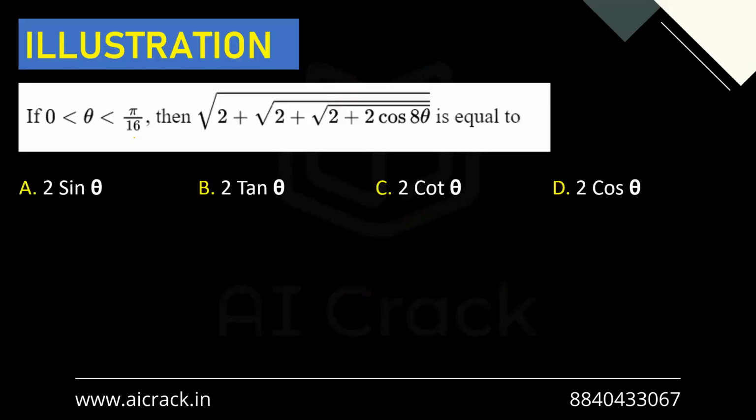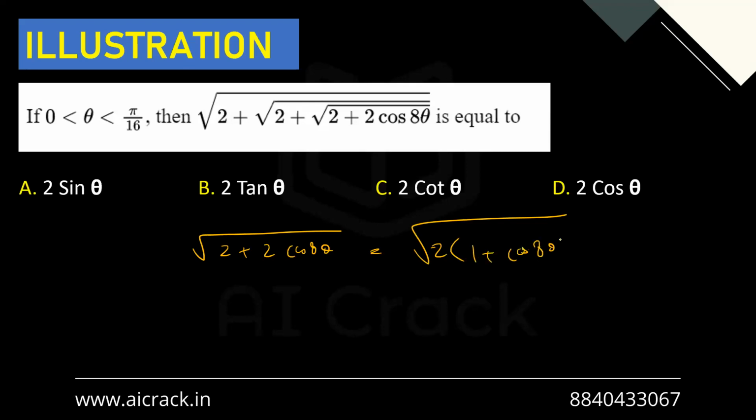Now let's look at this question. If theta belongs to 0 to pi by 16, then the value of this expression is. So this is a very standard problem, and what we do over here is start from the innermost under root. So we have the innermost under root, 2 plus 2 cos 8 theta. Here we can take 2 as common, 1 plus cos 8 theta. Now, whenever you see this kind of format, 1 plus cos of some multiple of theta, or maybe just theta, the first thought that should trigger in your mind is 2 cos square theta.